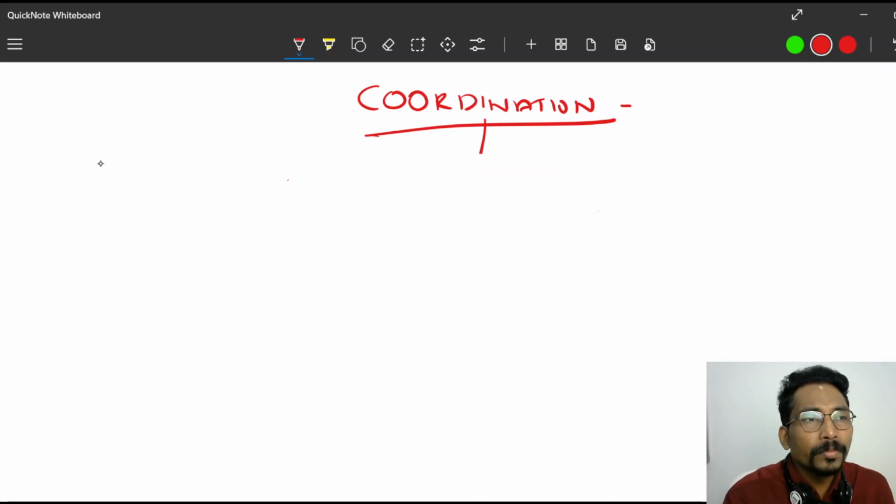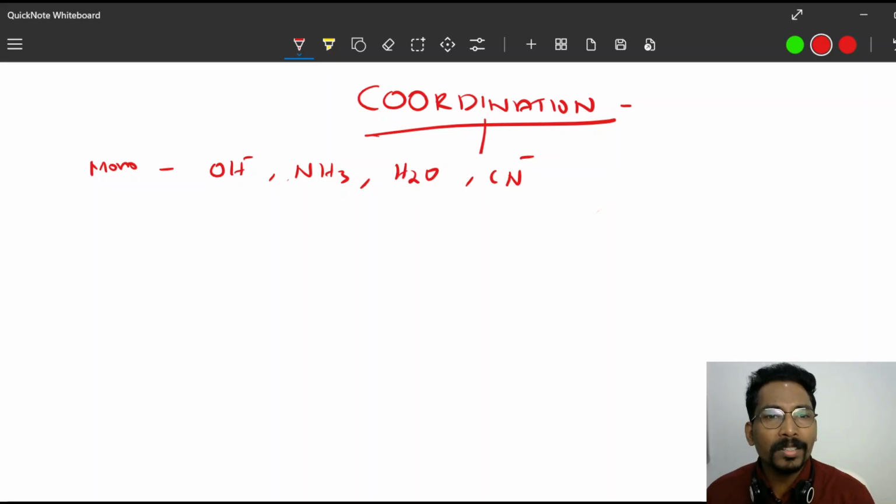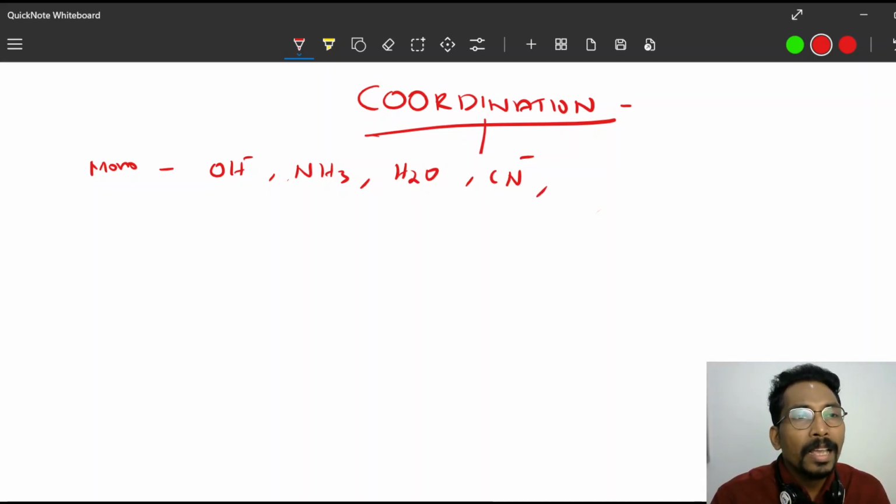For example, monodentate ligands mean they can make only one coordinate bond at a time. For example, OH minus, ammonia ligand NH3, then H2O, CN minus, like that many ligands are there. All these are monodentate ligands. Then halogens, Cl minus, Br minus, F minus, like this.